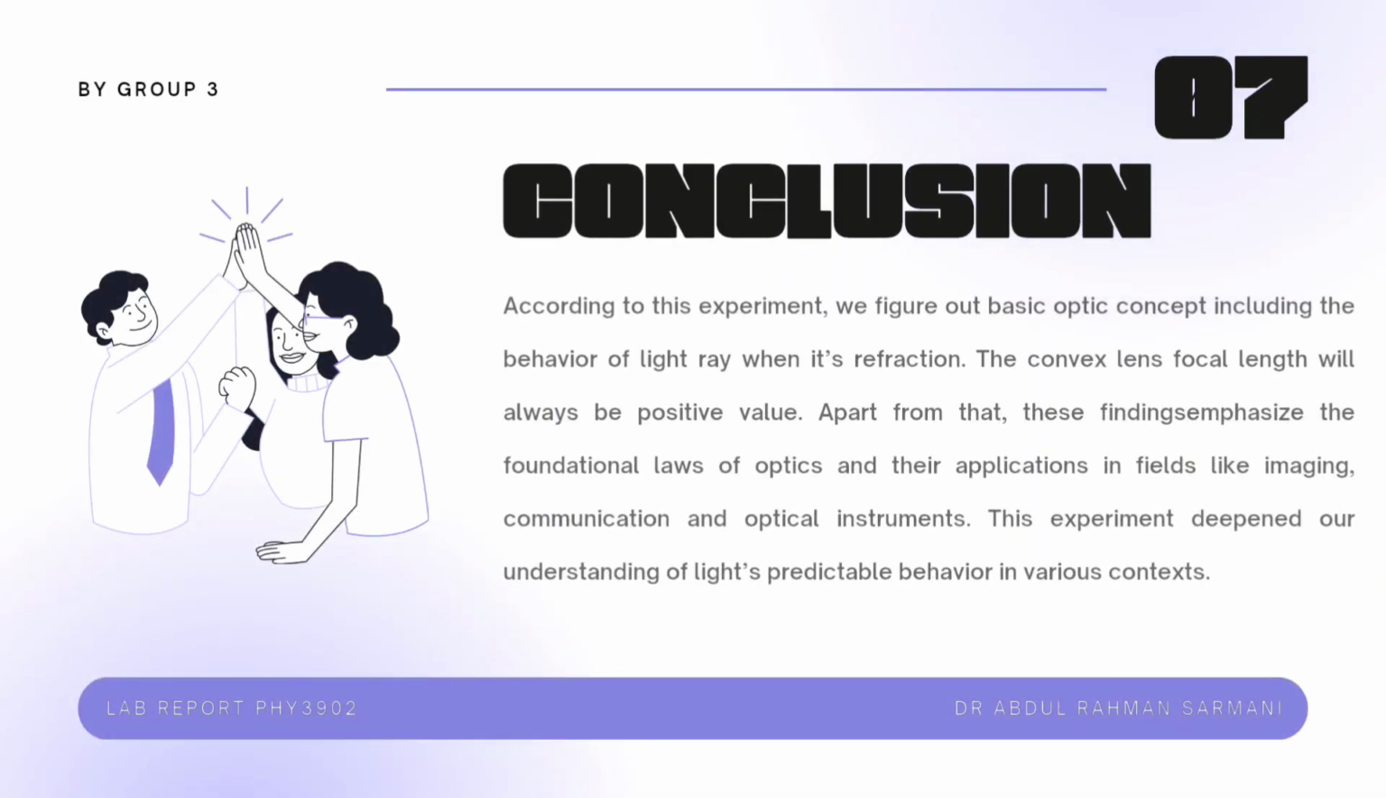Meanwhile, for the concave lens, the value of R will always be negative. So, in conclusion, for this experiment, we can figure out the basic concept, including the behavior of light rays when it's refracted. The convex lens focal length will always be a positive value, and apart from that, these findings emphasize the foundation laws of optics and their application in fields such as imaging, communication, and optical instruments. This experiment has deepened our understanding of light's predictable behavior in various contexts.